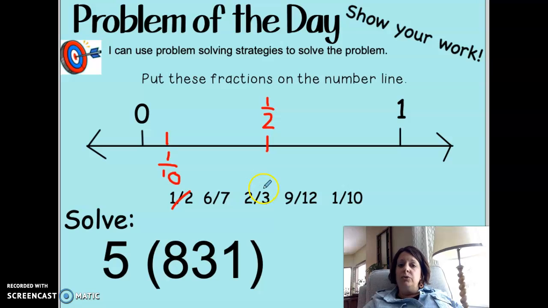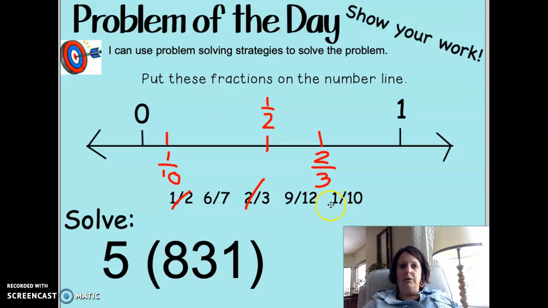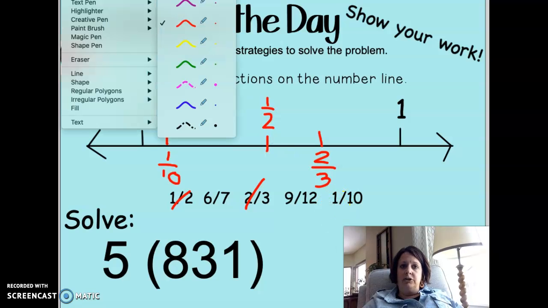Okay. 2/3. 2/3, if we break this up into threes, is right about here. It's okay to estimate. Of course, we don't need to get out a ruler and figure it out like that.